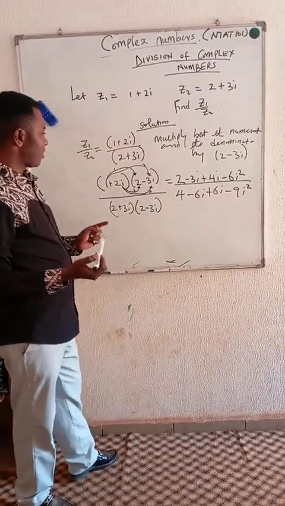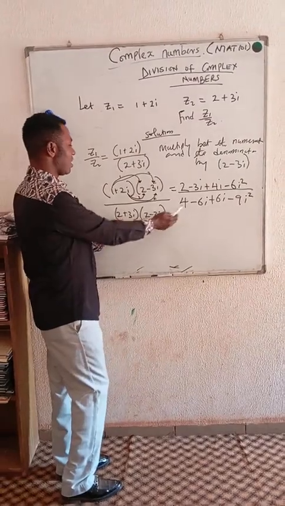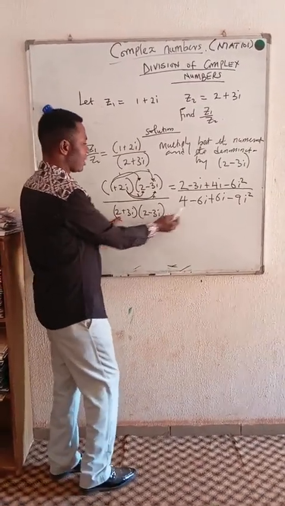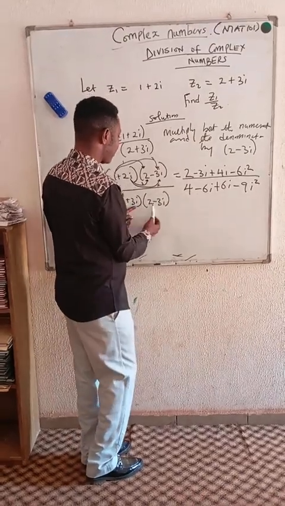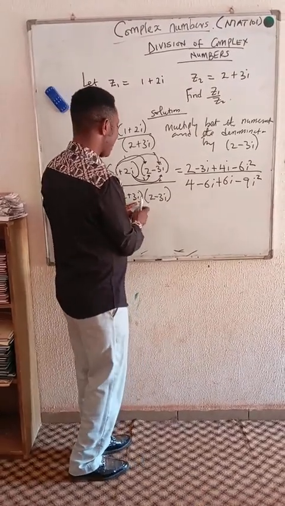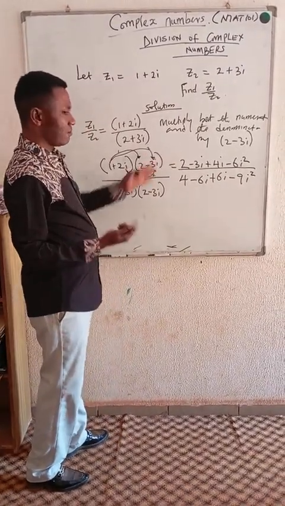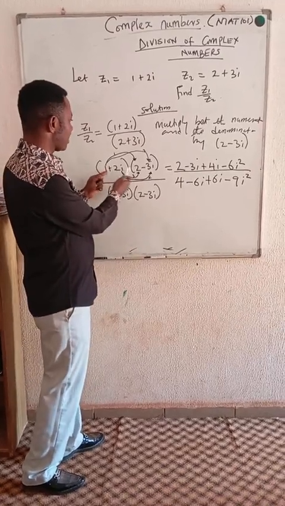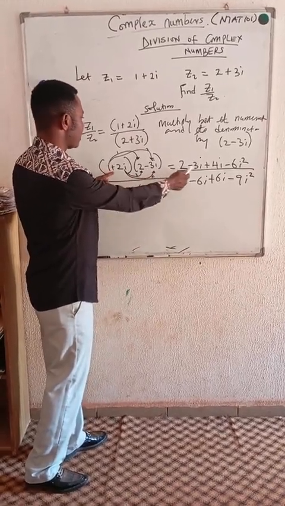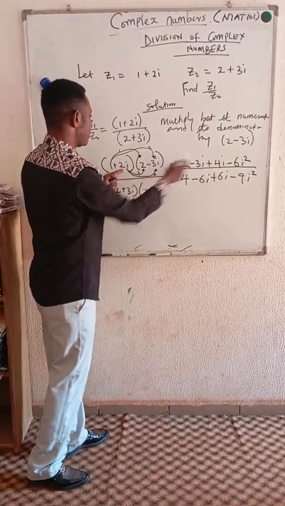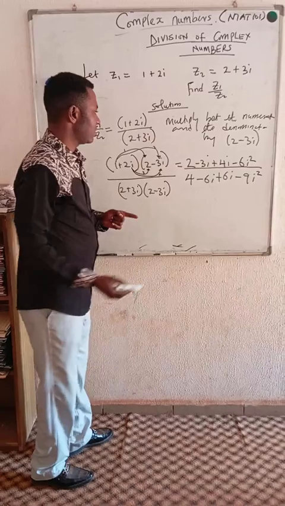Let's check it again to avoid mistakes. 2 multiplied by 2, we have 4. 2 multiplied by minus 3i, we have minus 6i. 3i times 2, we have 6i. 3i times minus 3i, we have minus 9i squared. And I believe for the numerator, there is no problem. Let's check again. 1 times 2, we have 2. 1 times minus 3, minus 3i. 2i times 2, and 2i times minus 3i. So yes, we're good to go.